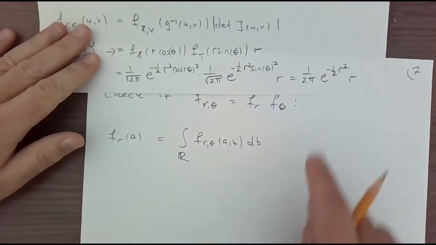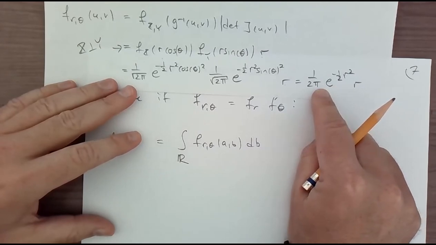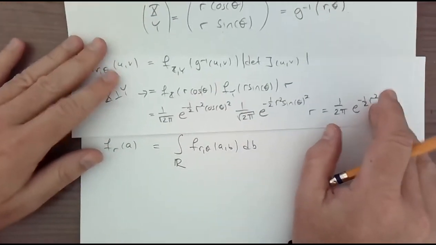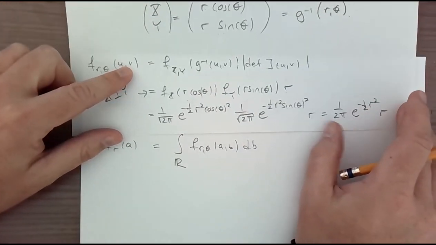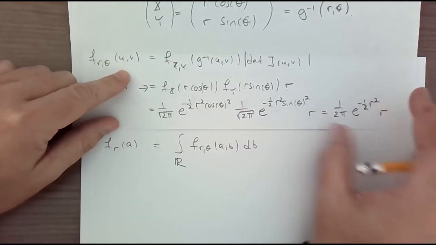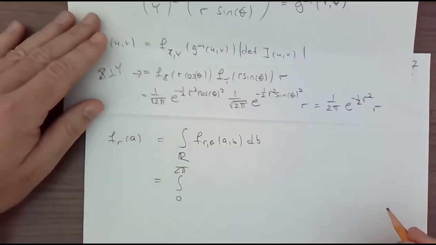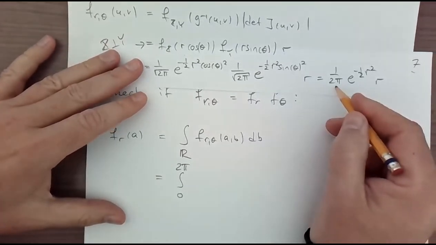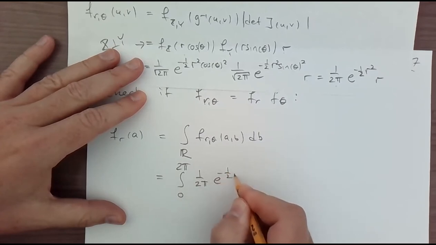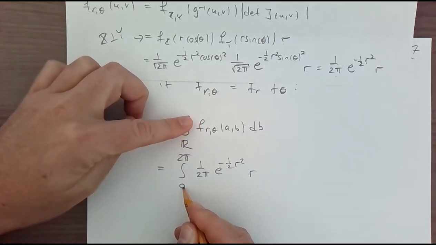I'll just try to do that. We have the density up here. So we're integrating out the second variable. This is the angle, that's my theta. So I'm only going to get something when the angle is between 0 and 2 pi. In that case, what do I get? 1 over 2 pi e to the minus 1/2 r squared times r, right? Outside that interval, this one here drops to 0.